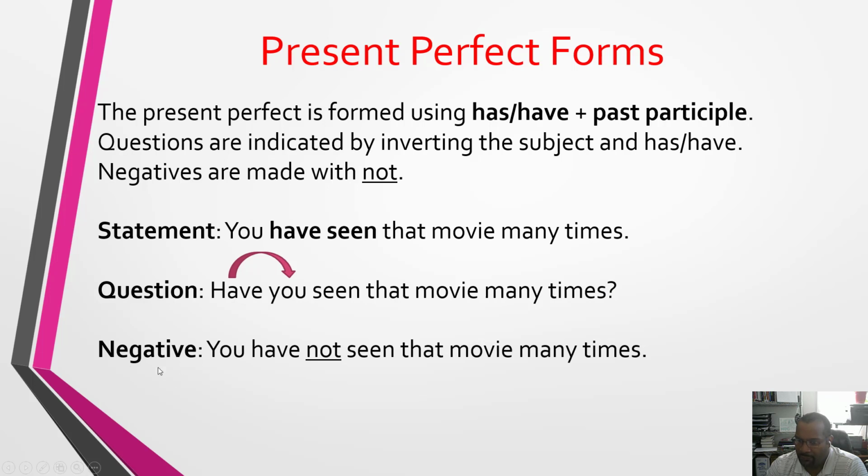Let's talk about the negative statements. Remember, negatives are made with not, right? You have not seen that movie many times. So now not goes between our has, have, and our past participle. You have not seen that movie many times. Okay, let's move on. Let's look at a few more examples and how we use them when we're talking to or about different people.